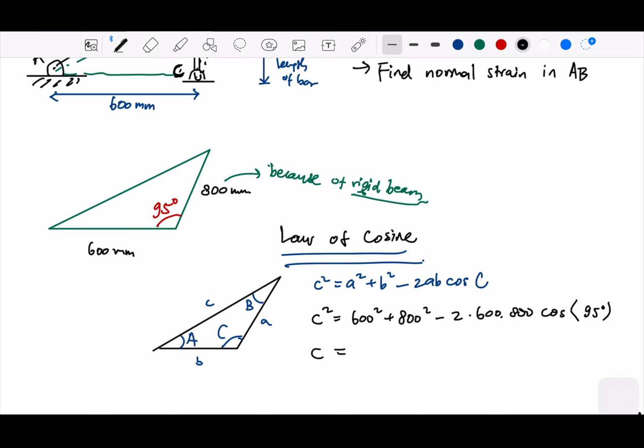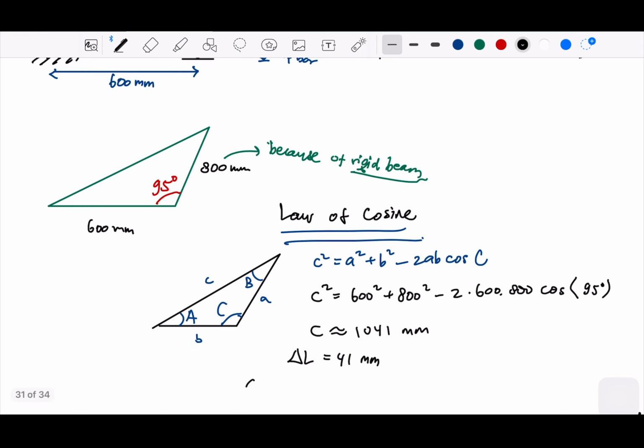This will be approximately 1041 millimeters. I rounded the numbers. Now we have 1041, and the original length is 1000. So there will be an additional length, delta L, of 41 millimeters. It's really small compared with the 1000, right? So we can say the change in length is 41 millimeters.